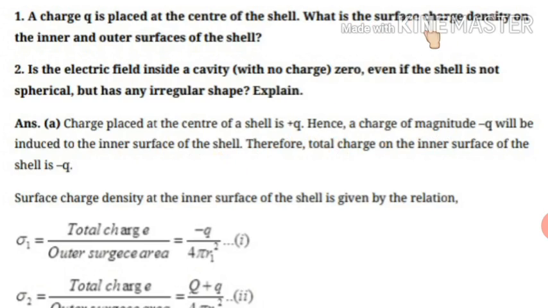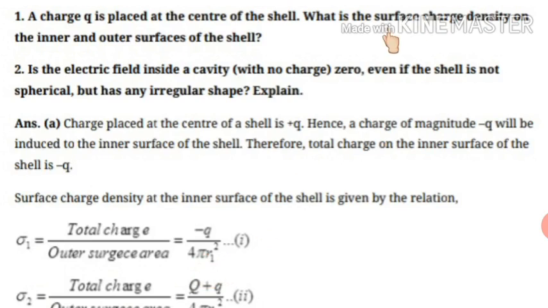First of all, we are calculating the surface charge density on the inner surface of the shell. So on the inner surface, how much charge will be induced? Minus q. And if the inner radius is r1, what will be the surface charge density? It will be minus q upon 4 pi r1 square, because on the inner surface the charge is minus q, and the surface area of the inner surface whose radius is r1 is 4 pi r1 square. So I think this thing is clear.